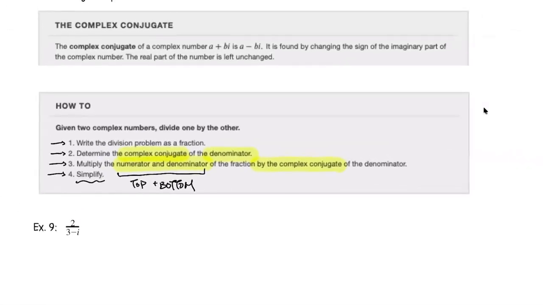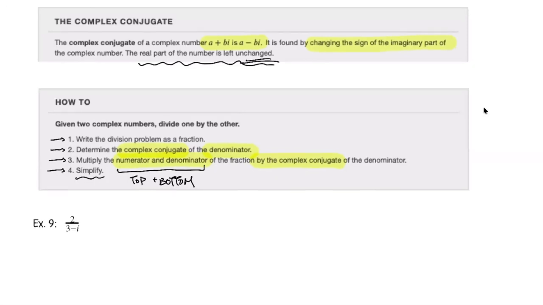So knowing that, let's go back to this definition of a complex conjugate. The complex conjugate of a number, a plus bi, is just a minus bi. And we can find that by changing the sign of the imaginary part of the number. We do not change the sign of the real. Okay? So don't change the sign of the real, only change the sign of the imaginary. Okay? So let's give that a try.